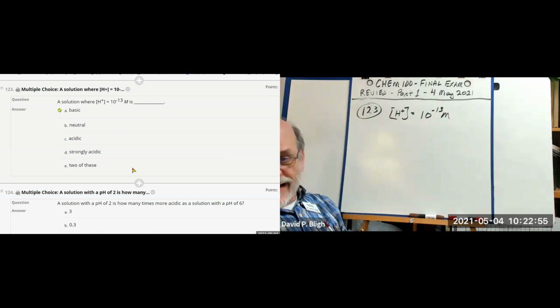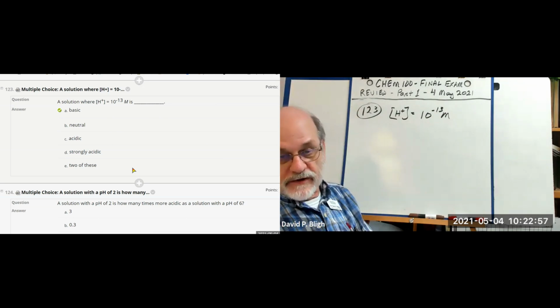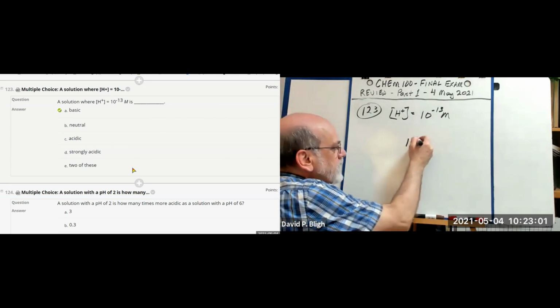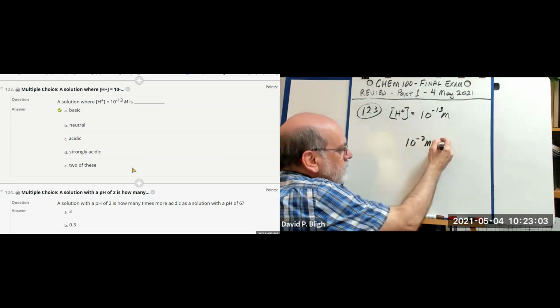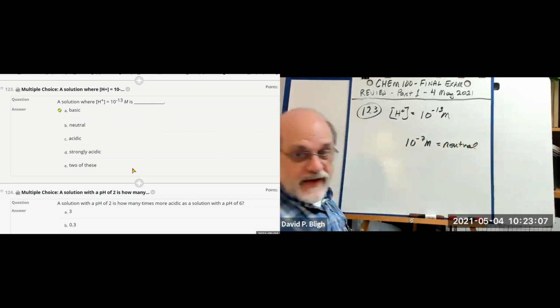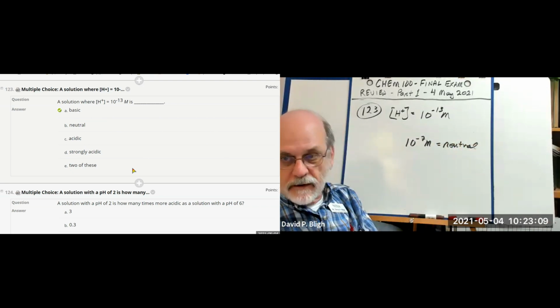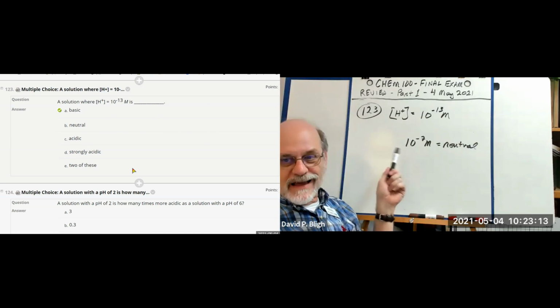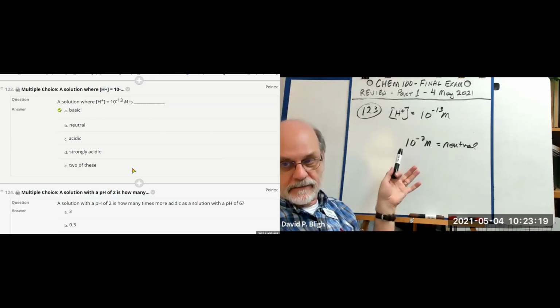Well, let's see. Is it acid or base? That'd be a good place to start. It's not neutral, right? Neutral would be what? 10 to the minus 7 molar equals neutral. So that's actually our reference point. If the concentration of hydrogen ions is less than neutral, it's basic. And if it's greater than neutral, it's acidic.